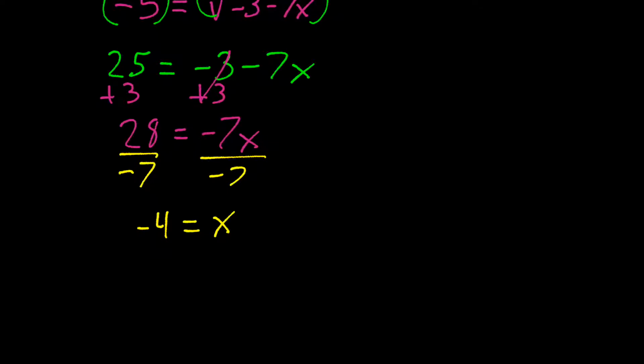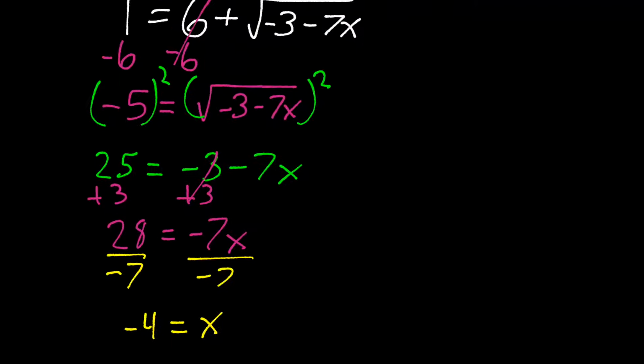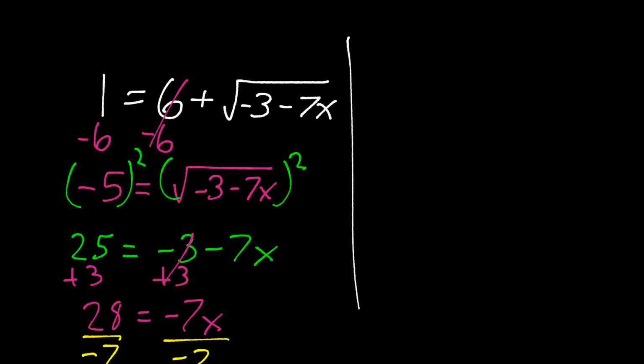So you might be thinking, hey, you said there was no solution, but we clearly got an answer. Well, we did. But remember, we're good mathematicians, we check our work. So I'm going to take that negative 4 and plug it into the original equation and see if it works out. So we have 1 equals 6 plus the square root of negative 3 minus 7 times negative 4.